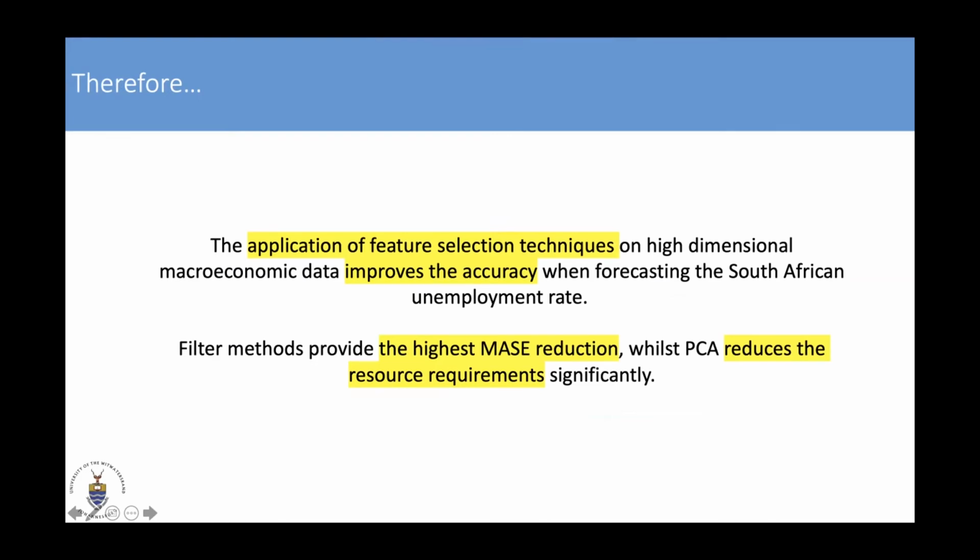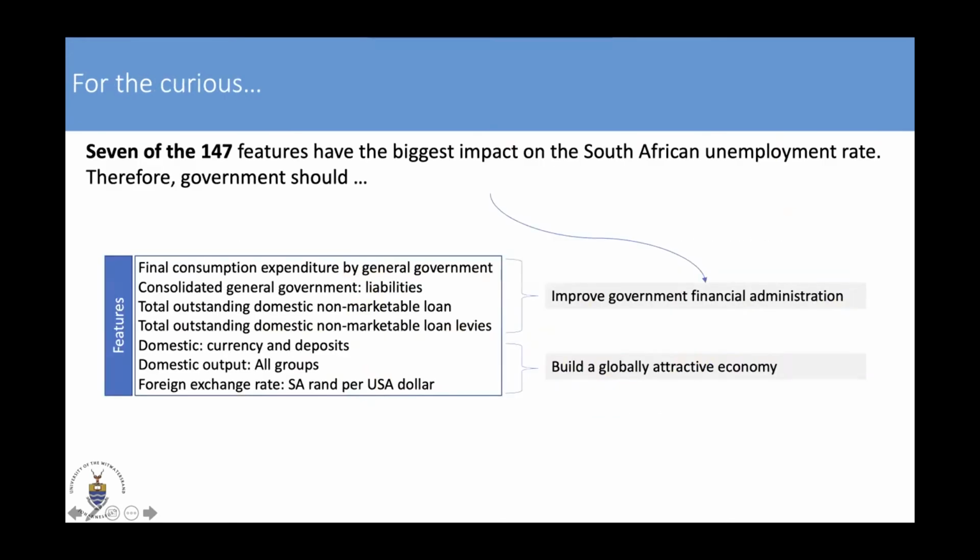So through this paper, we're able to demonstrate that indeed, the application of feature selection techniques on high dimensional and non-stationary macroeconomic data does result in improved forecasting capability of machine learning, particularly in the context of the South African unemployment rate. For those that are curious, these were the 7 features that the machine learning techniques suggested as the key ones in contributing to forecasting the South African unemployment rate.